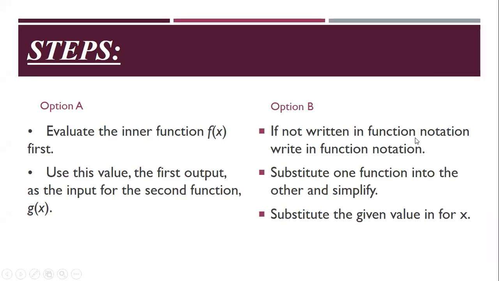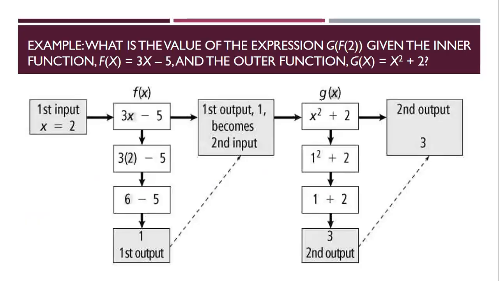So there are a couple ways of evaluating. When you're evaluating, option A is to evaluate the inner function first. Use this value, the first output, as the input for the second. That's option number one. Option number two, option B, is to write it in function notation and substitute and then evaluate. So it really doesn't matter which way you do it. We're going to model both, but one is you get a number first and then plug it in. The other one is you get another equation, a simplified equation, and then plug in the number. It's going to work out the same. We'll see which one we like.